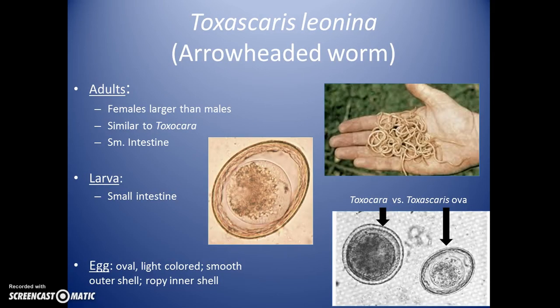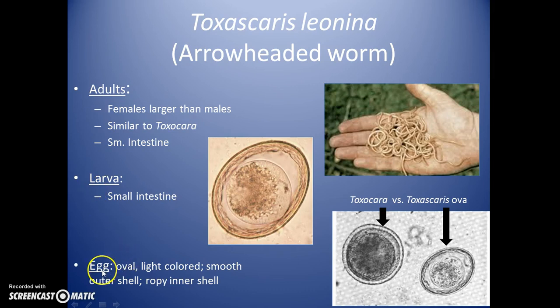Now let's talk about Toxascaris leonina, also known as the arrow-headed worm. The adults of this parasite are very similar to Toxocara. You find them in the small intestine. The larvae are also found in the small intestine as well as other tissues in the body as they migrate.